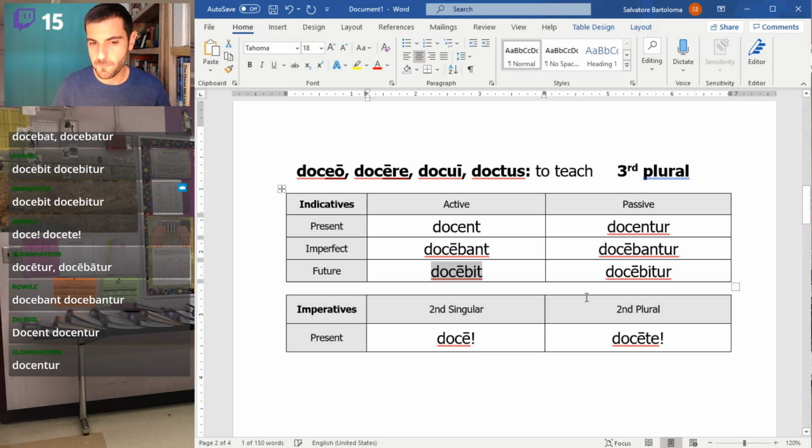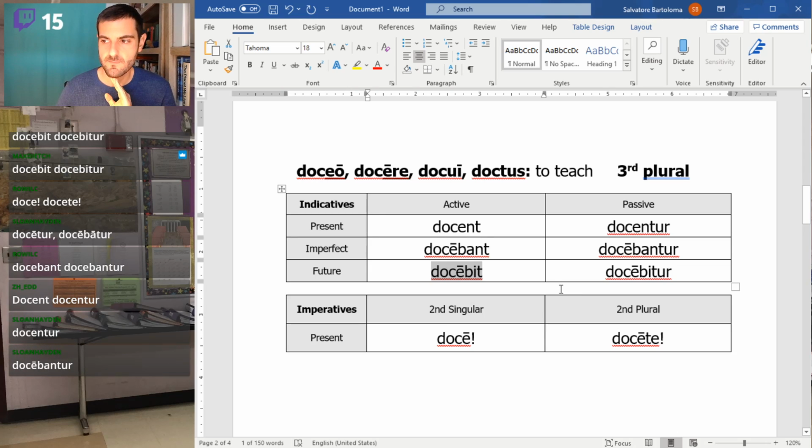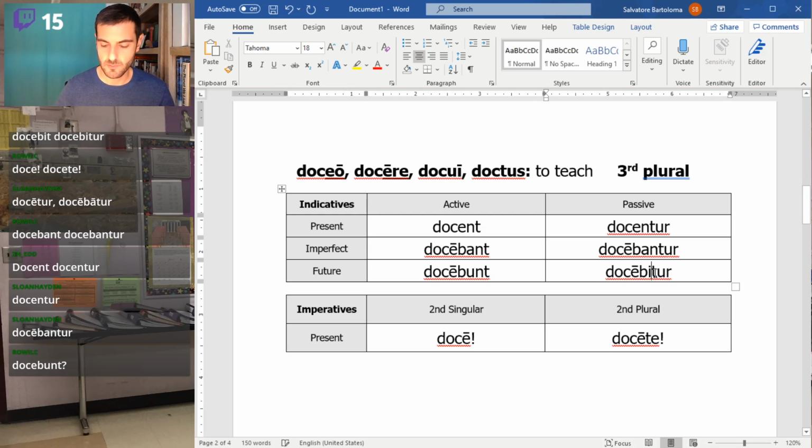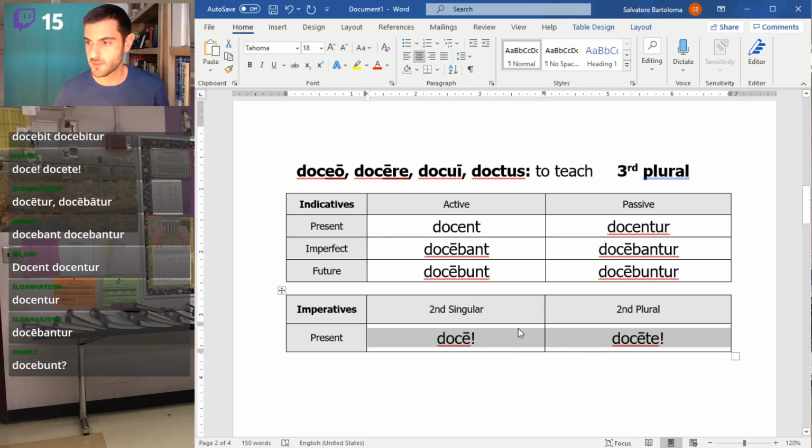But what's going to change here? This one's got a little bit more change in it. When bit, B-I-T, becomes third plural, what happens? It's not bint. What would it be? Yeah, docebunt, right? So watch out there. Docebunt and docebuntur. These guys, leave them alone. They stay exactly the way they are.